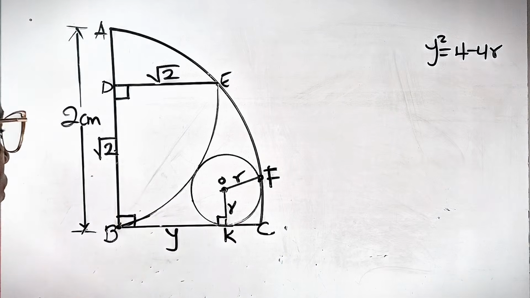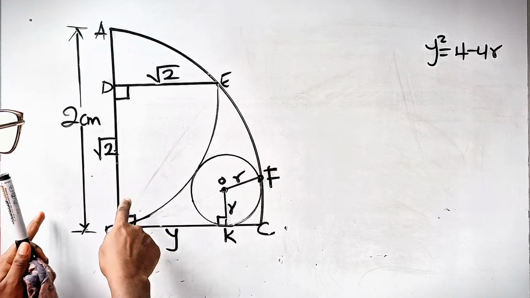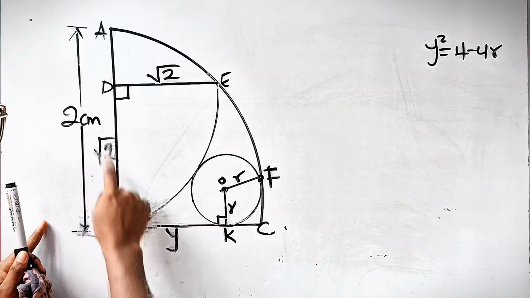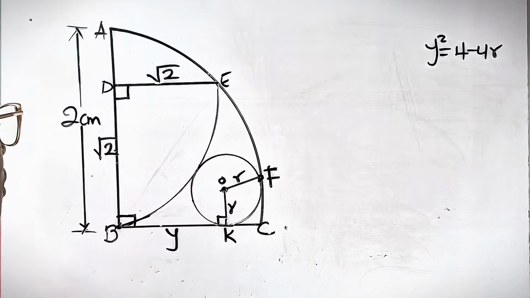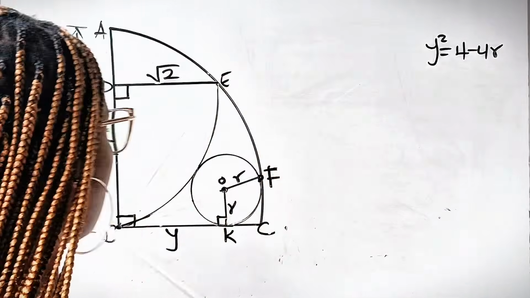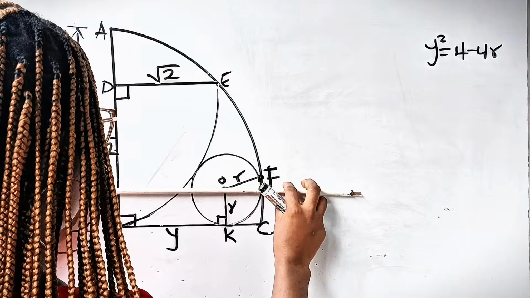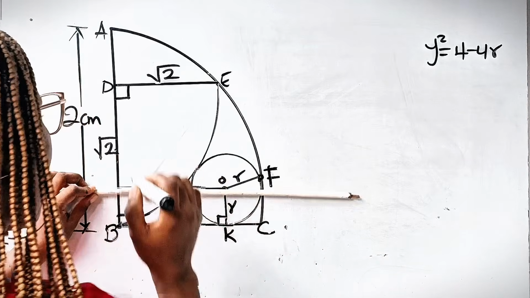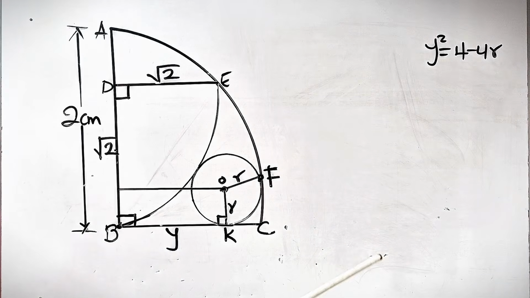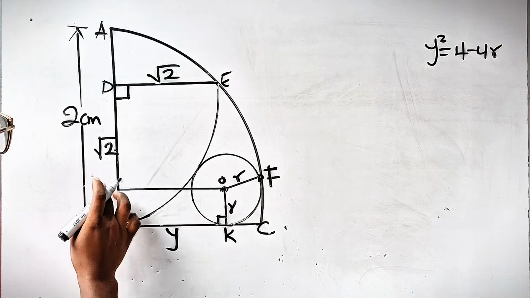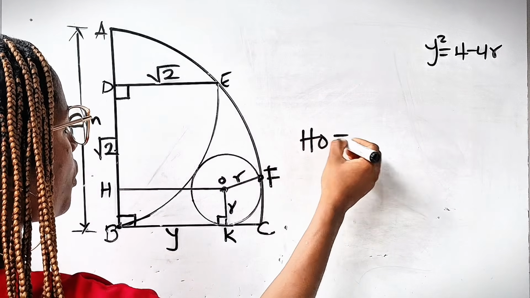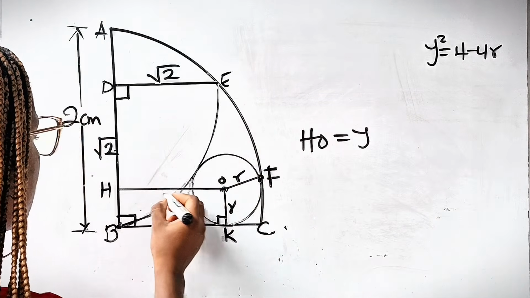All right. Okay. So we are going to join this particular point here, a perpendicular. Let's drop a perpendicular on BD from O. Emphasis on perpendicular. All right. Having done that, let's call this place H. So HO will be equal to our Y, right? So I'll write Y here.